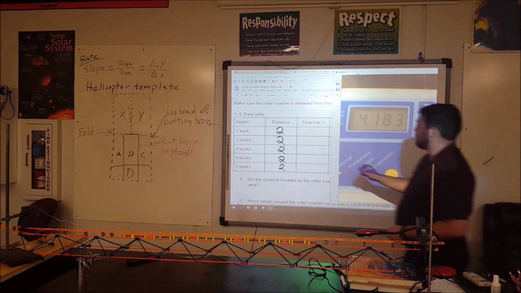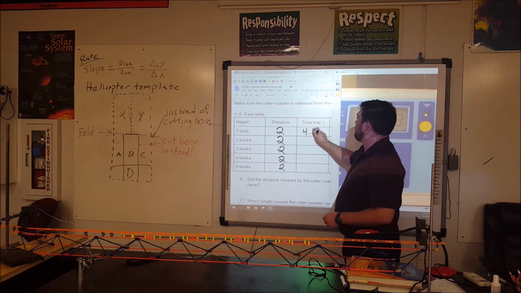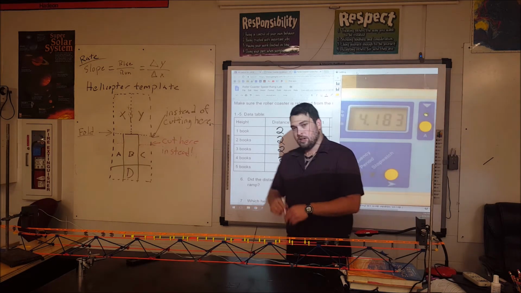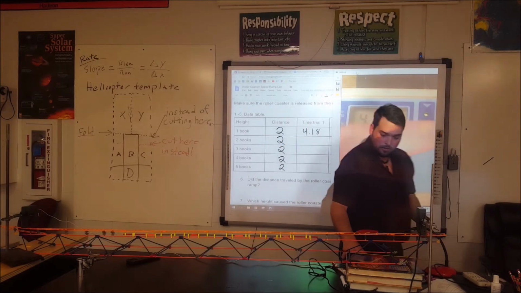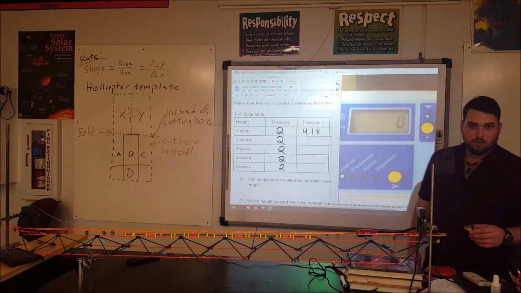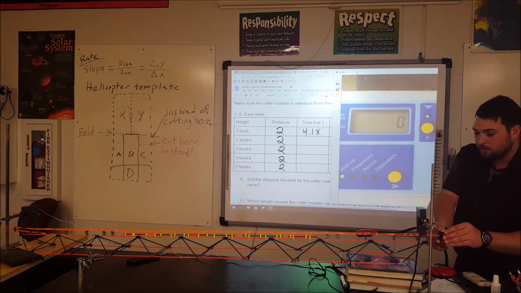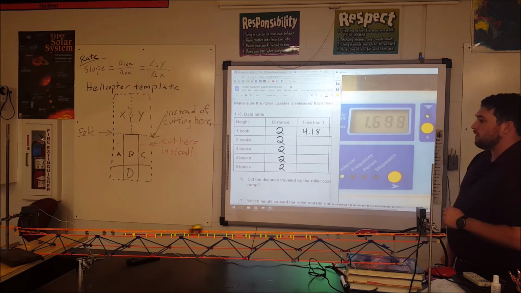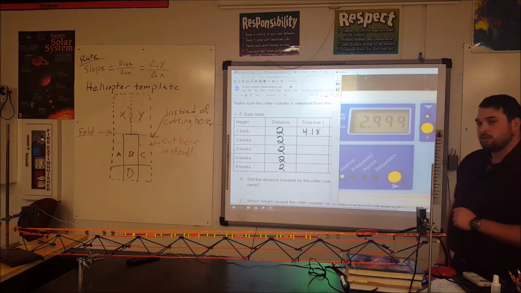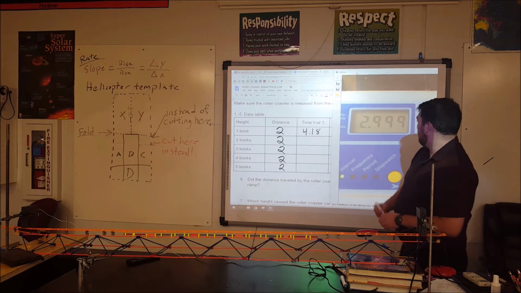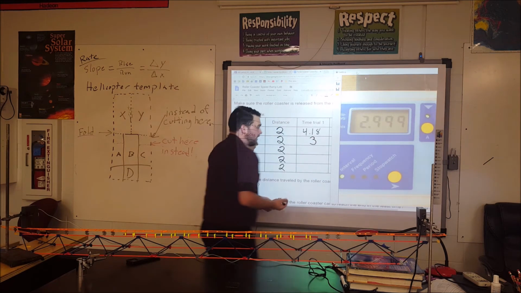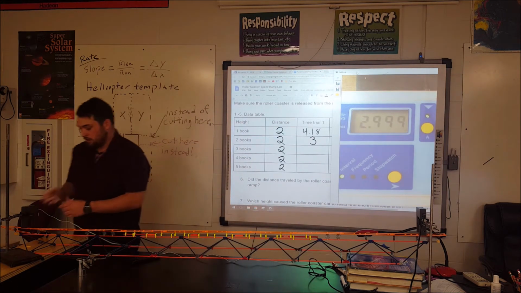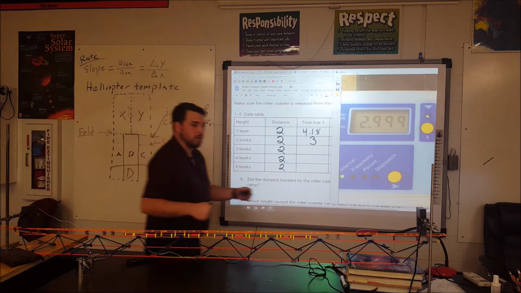With a time of 4.18. We'll raise the photo gate, put another book in, and do it again. Are you ready? A little bit quicker that time. 2.999. Let's go ahead and round that up to 3. Again, we'll raise it up by 1 book.